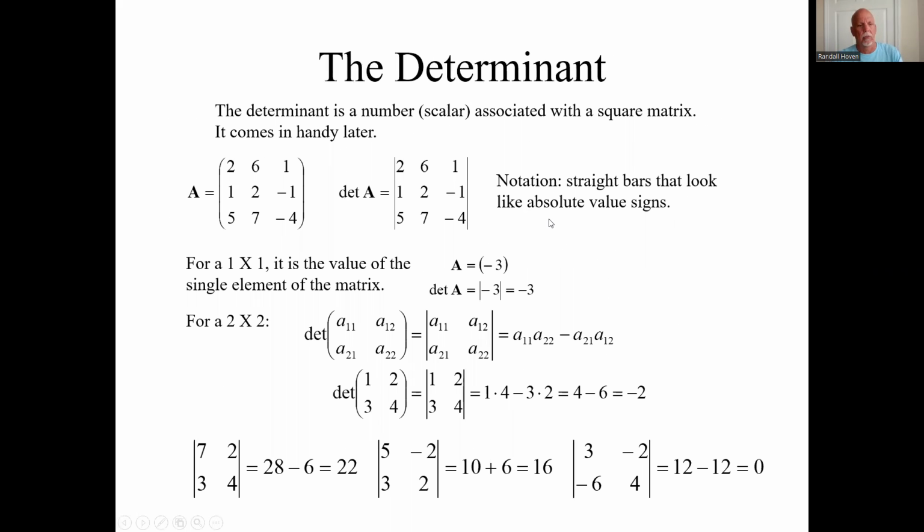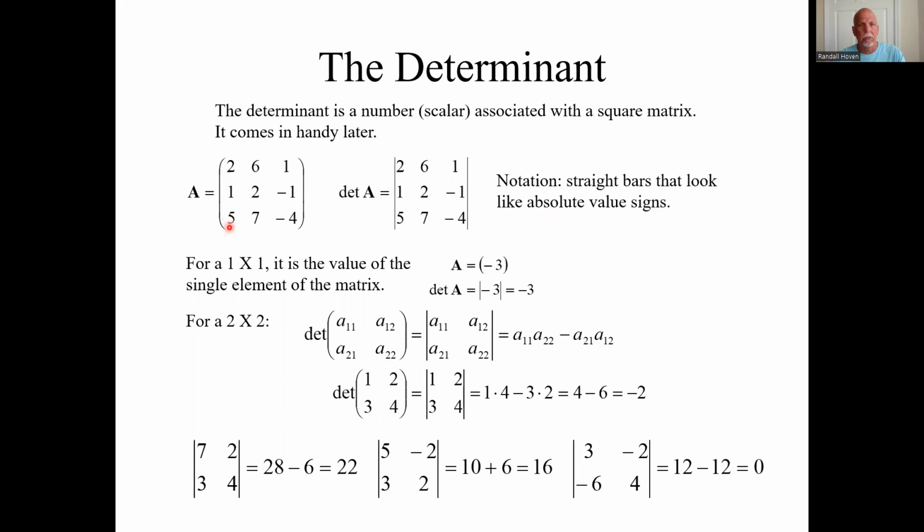The determinant. First, what is it? It's a number associated with a square matrix. It will prove useful later in the course in some of these other subjects. So I'm just going to get to how you compute it.